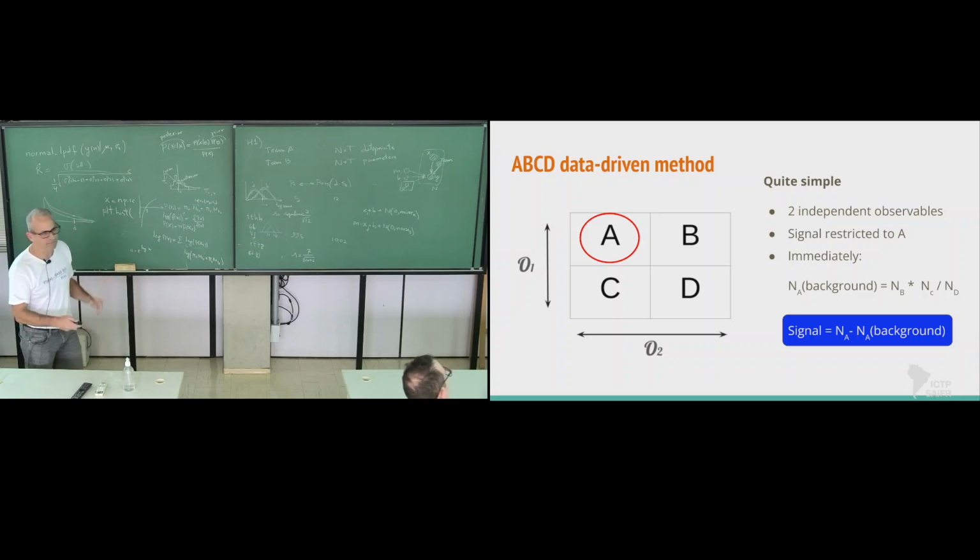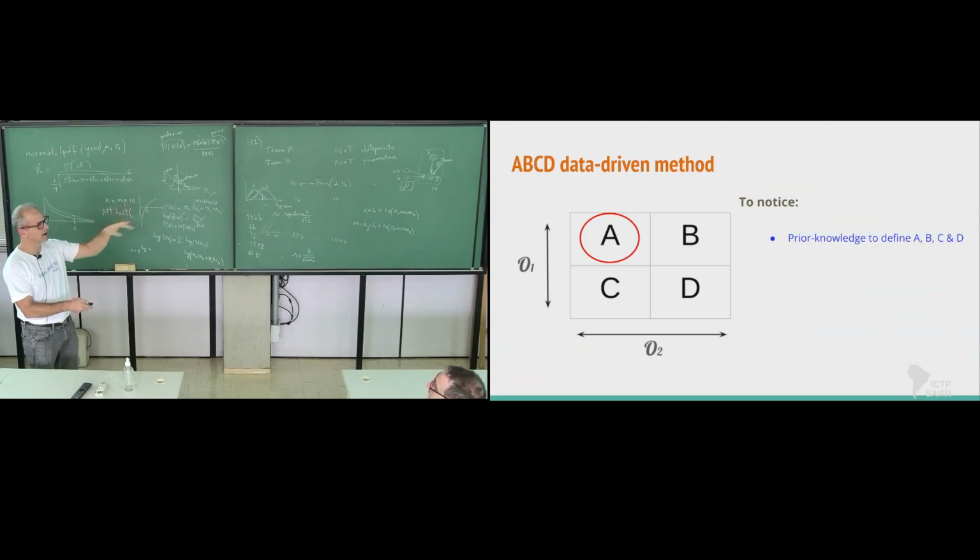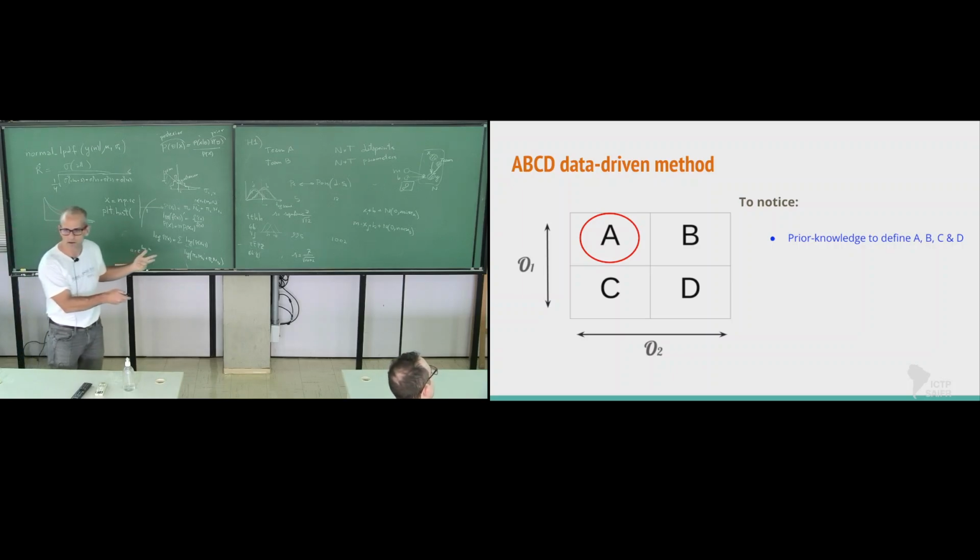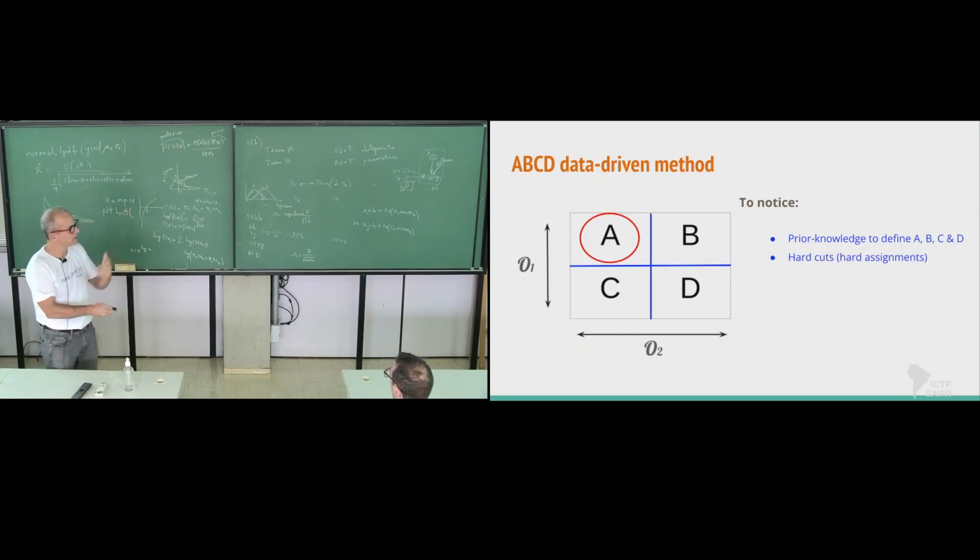Okay. It has some limitations. If you have more than 2 independent operators, more than 2 observables, or you have more than one background, it has some limitations. It is very useful, but it can be improved. Okay, something to notice: you need prior knowledge to define A, B, C, and D, because you need to know that signal is in A. You are using hard cuts. You are using hard assignments. No, using control region and signal region.